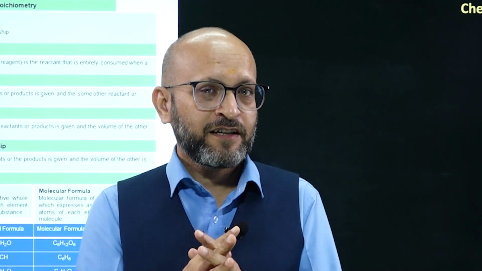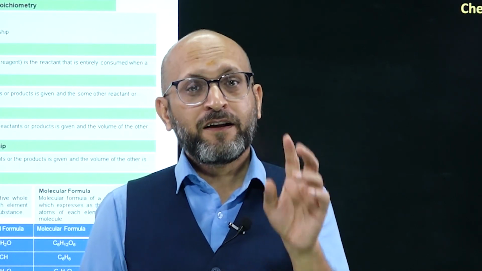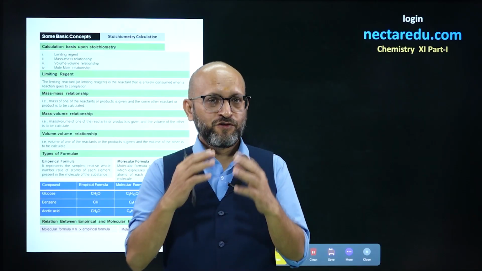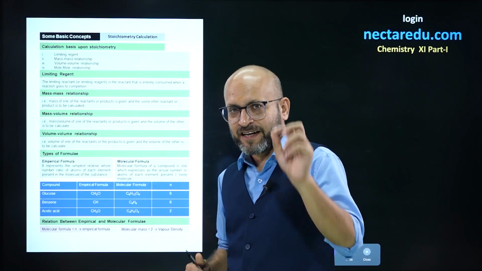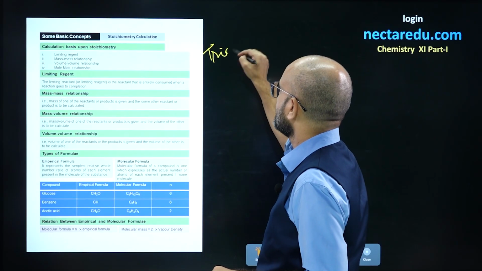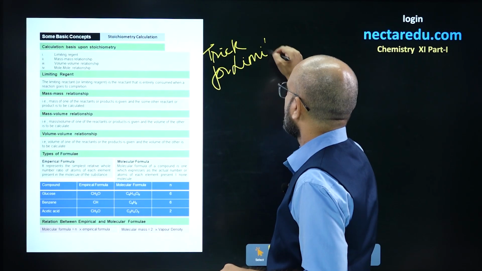So how are you going to calculate which one is the limiting reagent? Firstly, limiting reagent will be required when two or more than two reactants are there and different data is given. Then you will do one simple trick. Just try it out. Trick for limiting reactant.